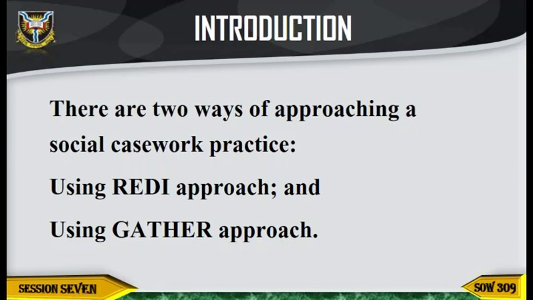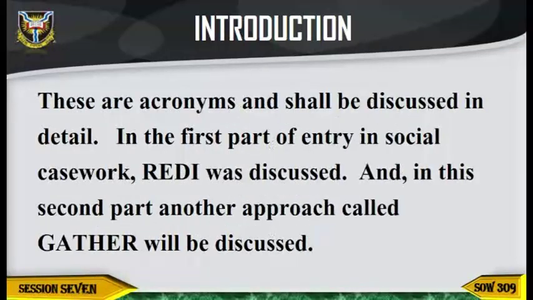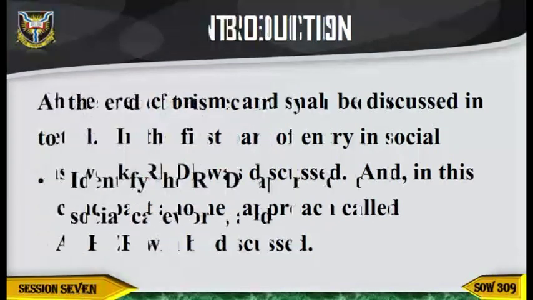There are two ways of approaching a social casework practice: 1. Using the READY approach, and 2. Using the GATHER approach. These are acronyms and shall be discussed in detail. In the first part of entry in social casework, READY was discussed, and in this second part another approach called GATHER will be discussed. The importance of good entry in social casework cannot be overemphasized. Approach in entry can make or mar any case the social worker is to handle.